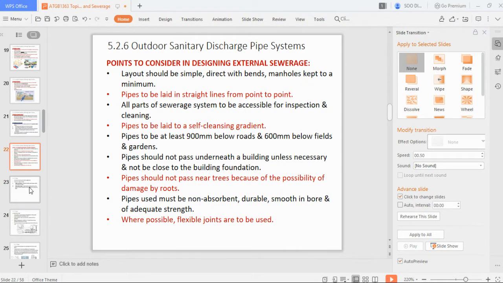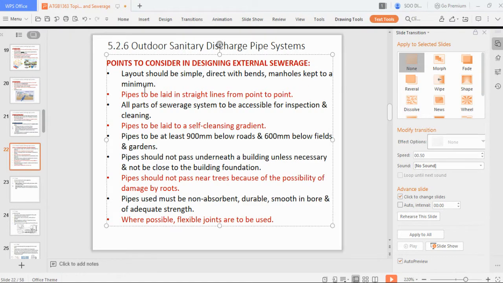So there are a few points to consider when you are designing or selecting external sewerage. You always want to keep the layout simple. So we don't want to have a lot of bends, and if you have direct bends, they should be minimal. Manholes should be kept to a minimum. Usually when we have a bend, we want to install a manhole.